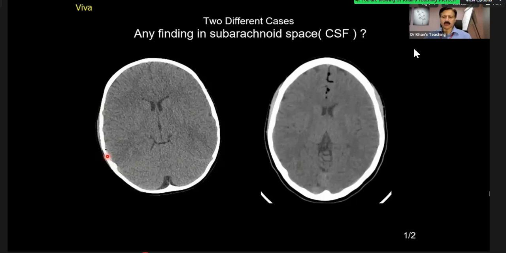So you are absolutely right. You will go for a bone window. You will look for an associated fracture. If you see here, there is a hypodensity. What is this hypodensity? It's most likely air.